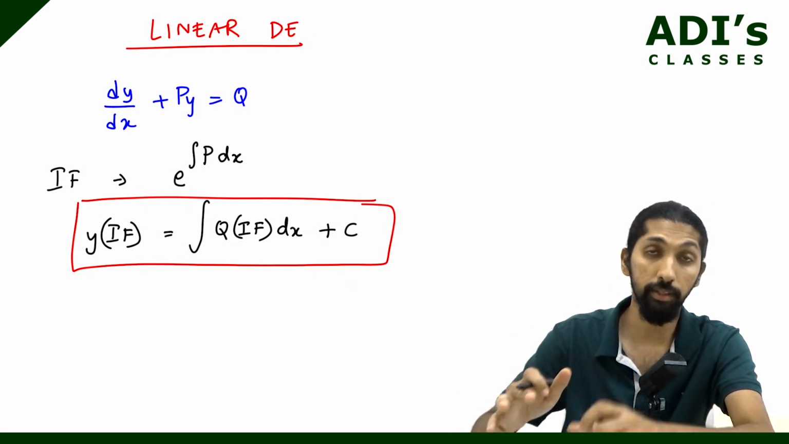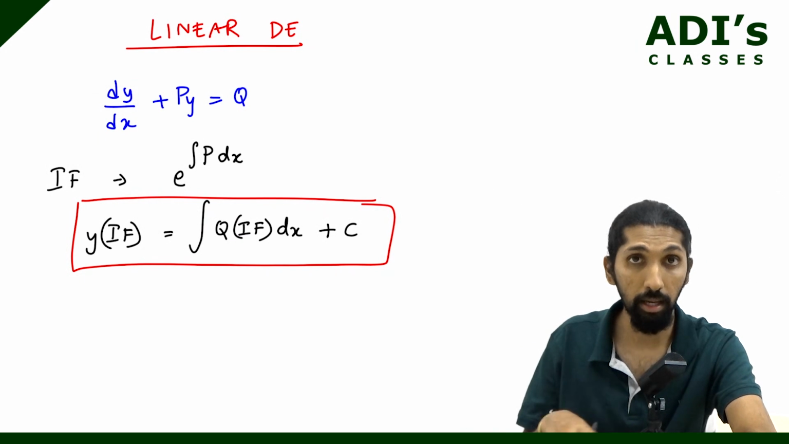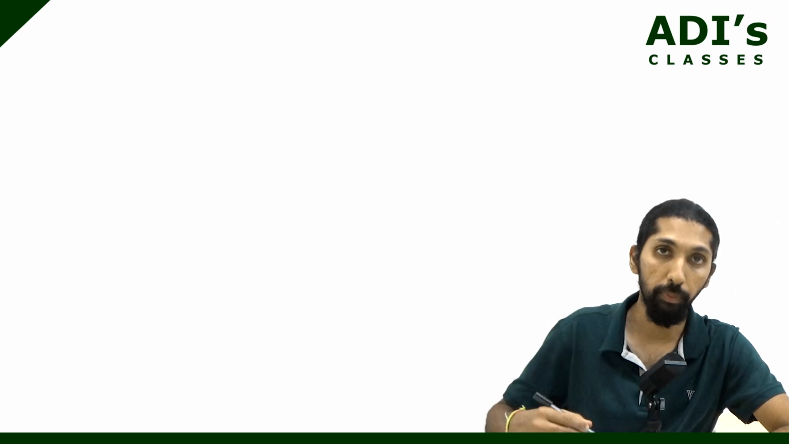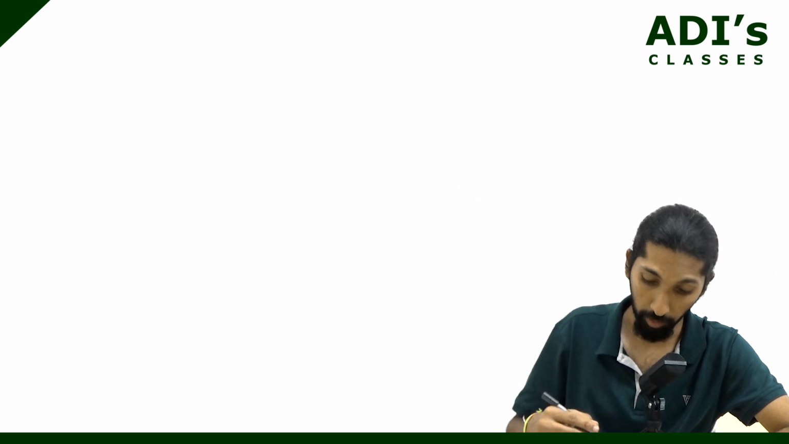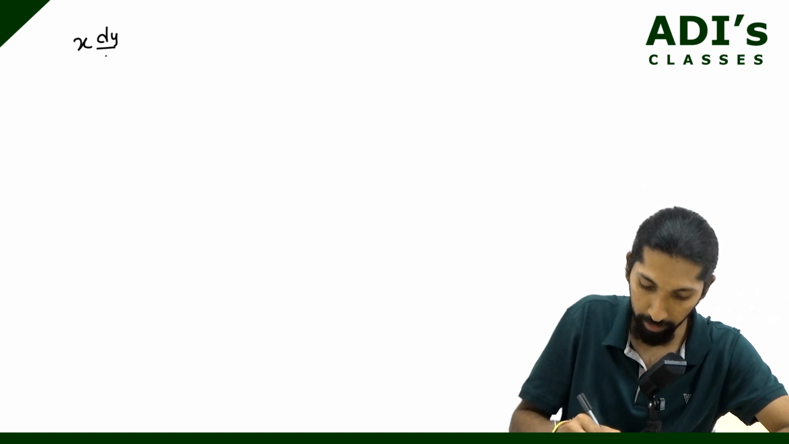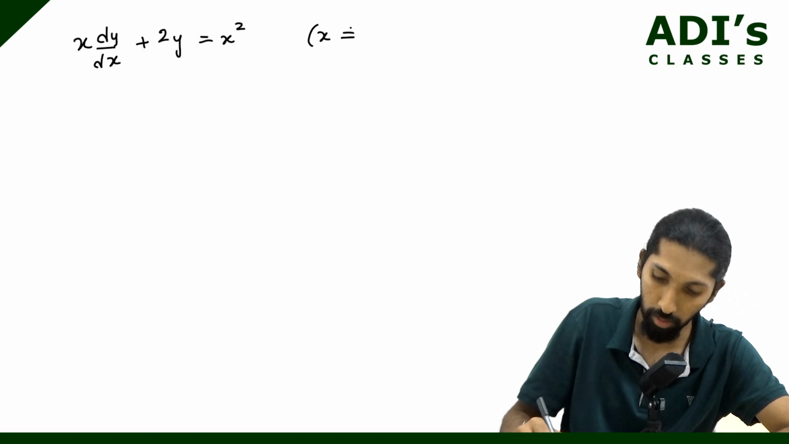Now, I told you a lot of things, so let me show you one example as to how we are going to go about it. Look at this example problem. You have x dy/dx + 2y = x squared, where x is not equal to 0.